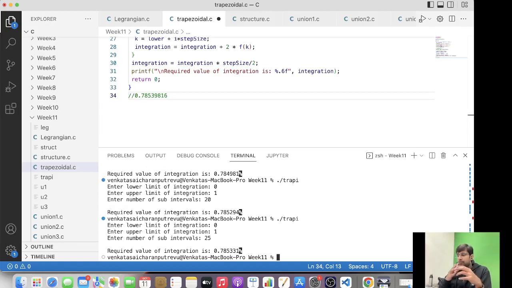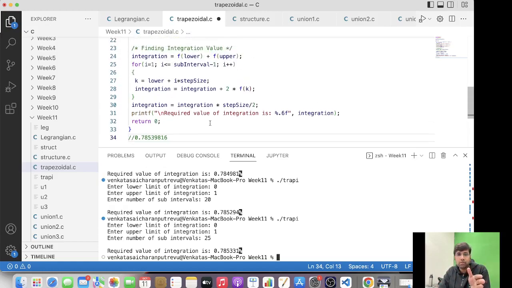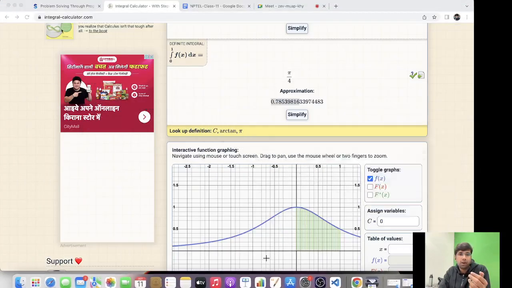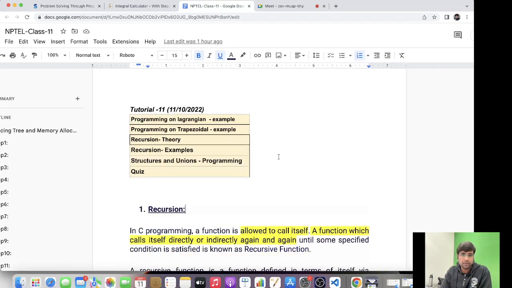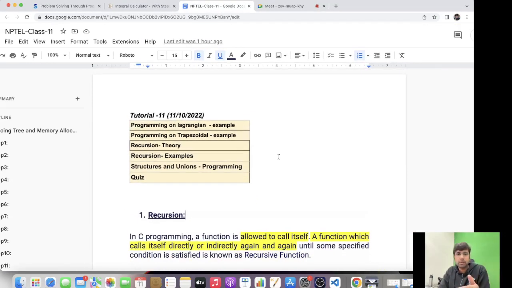We have seen this thing in theory and now we have seen the same thing in terms of programming language. I will copy paste the same program in your notes as well. Try to take a look and understand how it works. This is all I want to talk about the trapezoidal rule and the Lagrangian. Now we will go back to another topic called recursion.